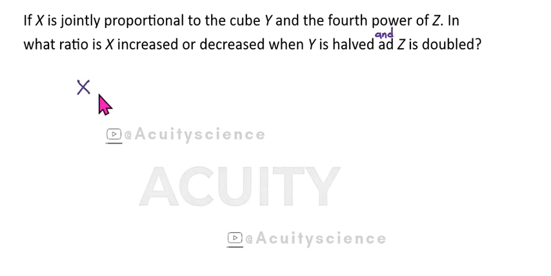So x is jointly proportional to the cube of y, so y to the power 3, and the fourth power of z, so z to the power 4. Normally for proportionality, we replace this with an equal sign and introduce the proportionality constant. So x equals k times y to the power 3, z to the power 4, as described in the question.